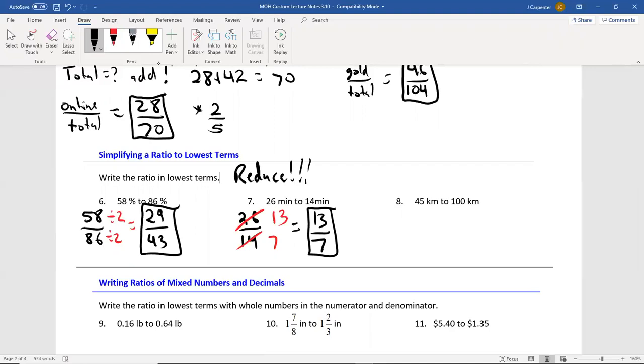Number 8, 45 to 100. So that's 45 on top of 100. They both end in a 5 or a 0, which means we can divide them both by 5. Slash it, show the division, show the answer, whatever you have to do to write this. 5 will go into 45 9 times. 5 will go into 100 20 times. And I'm pretty sure that the only number that goes into 9 and 20 is 1. So I cannot draw a box right now. So 9/20ths would be our answer.